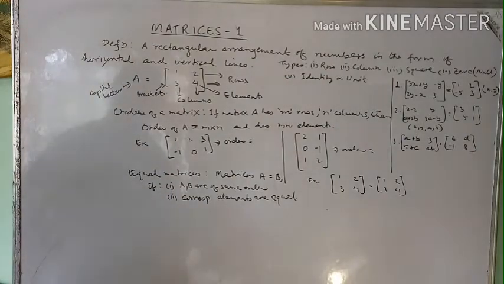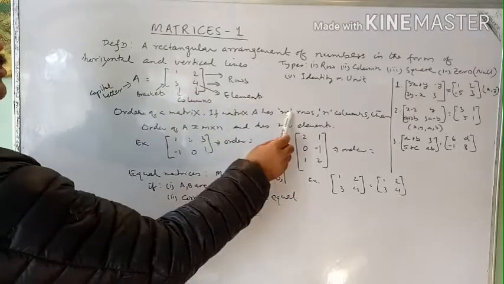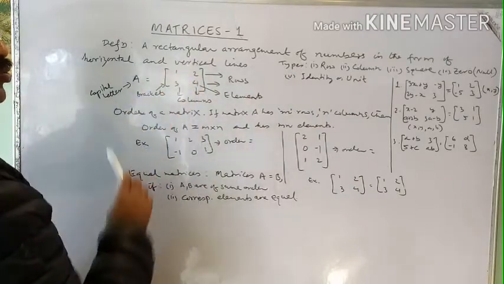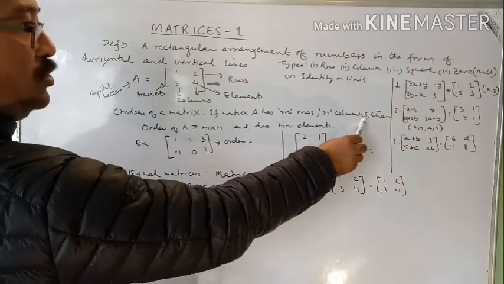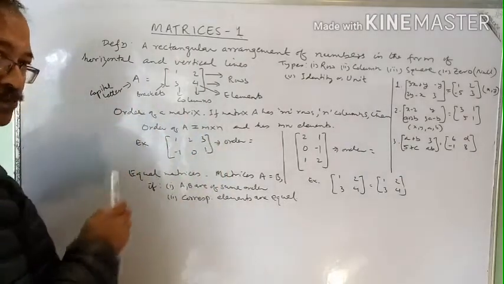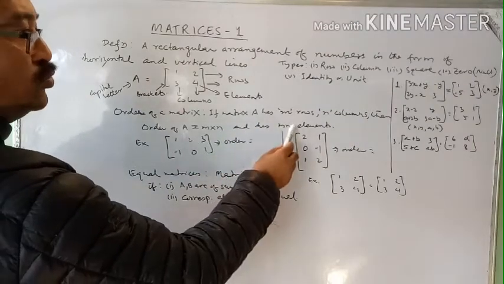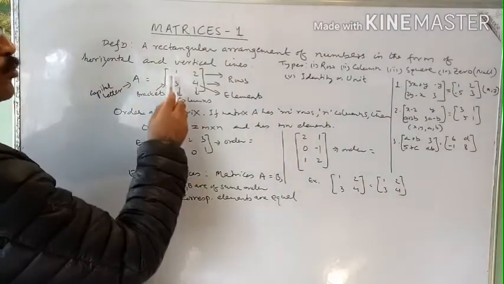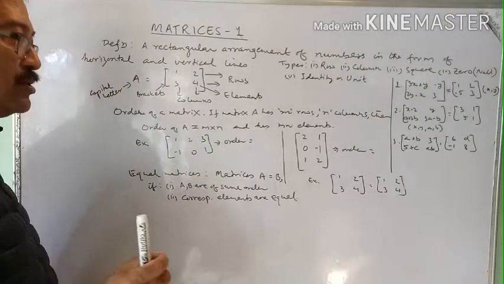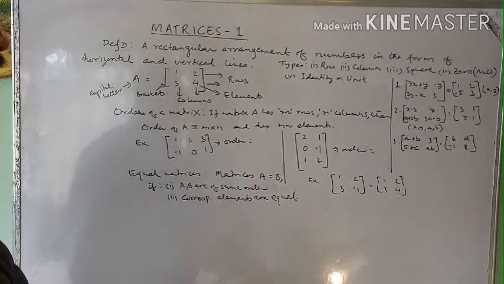For example, this matrix A has 2 rows, so m equals 2 here, and columns also 2, so it has 2 rows and 2 columns. Then the order of matrix A here will be 2 by 2. How many elements will be there? 2 into 2, that is 4, so 1 2 3 4 elements. The order of a matrix indicates how many rows and columns a given matrix has.